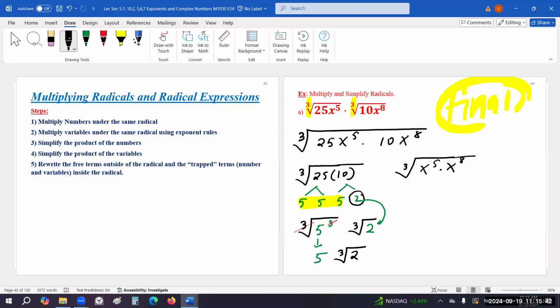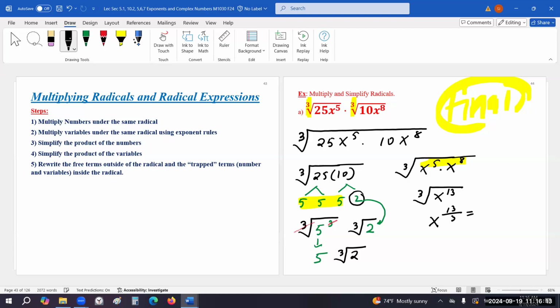Okay, now comes the variable. Variable is easier. The rule says in multiplication, we add the powers. Okay. So cube root of x to the 13. And then we divide this 13 by 3. So we get x to the 13 over 3.